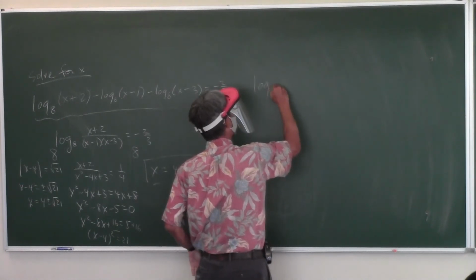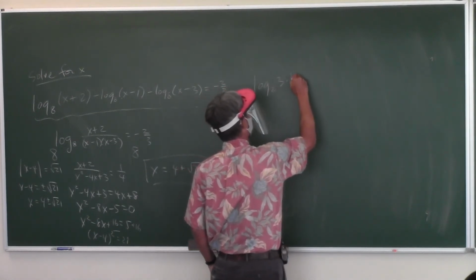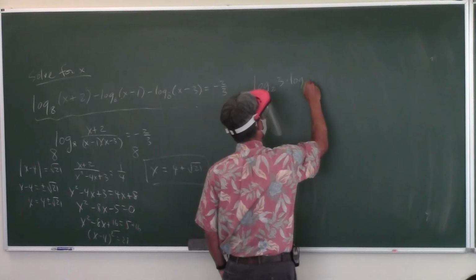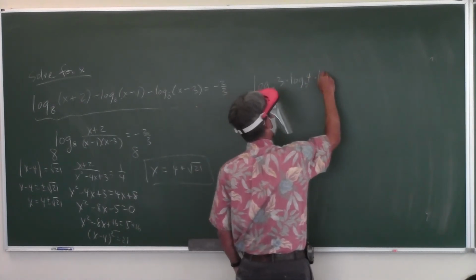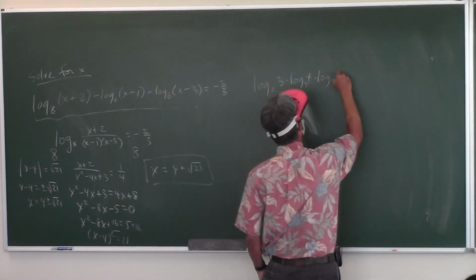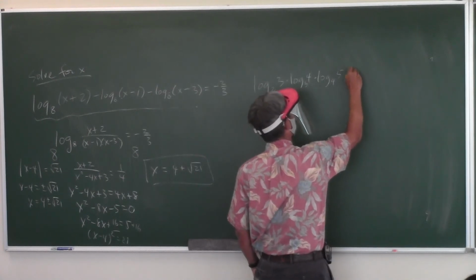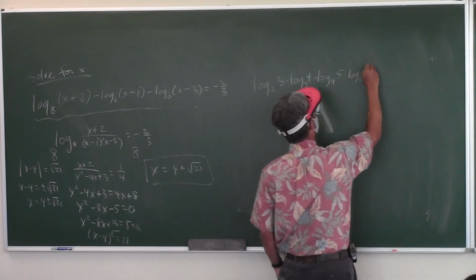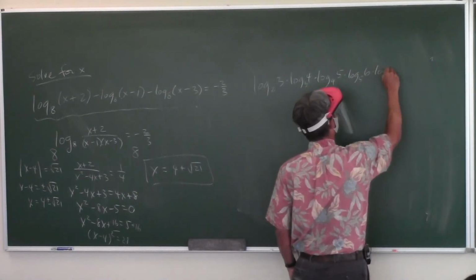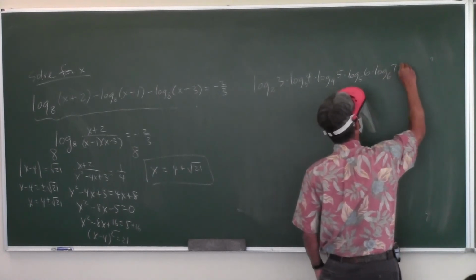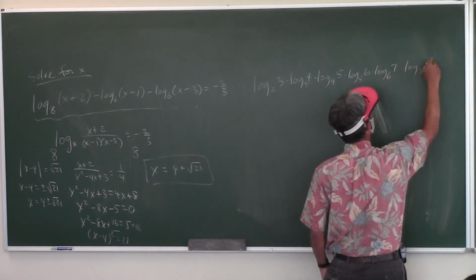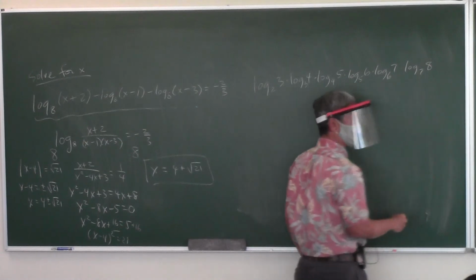Log base 2 of 3 times log base 3 of 4 times log base 4 of 5 times log base 5 of 6 times log base 6 of 7 times log base 7 of 8. Simplify this.